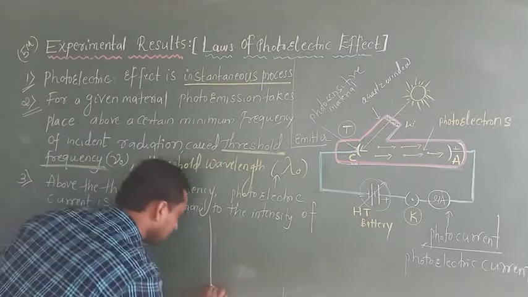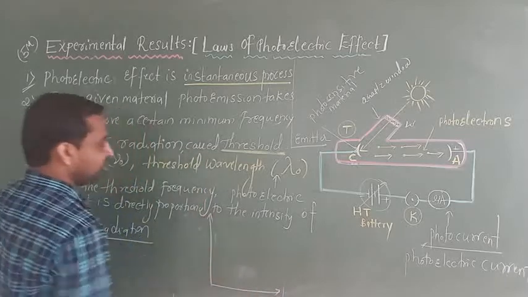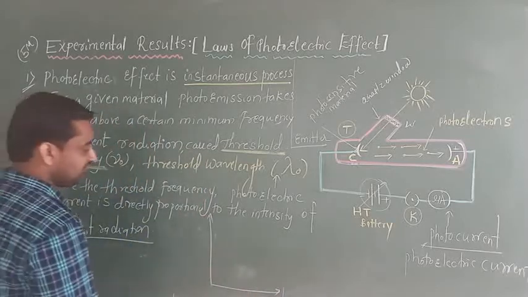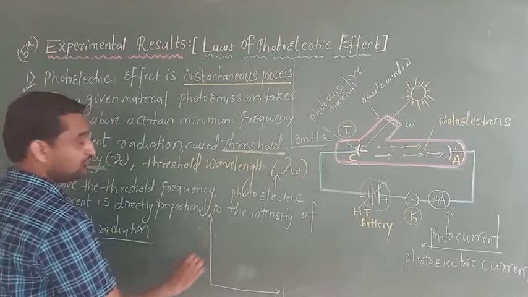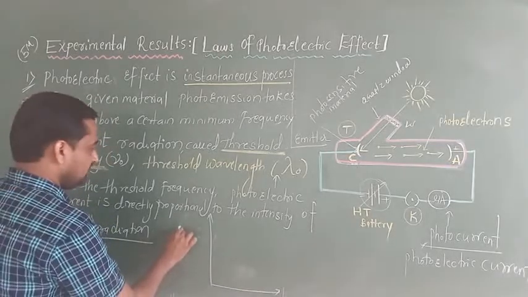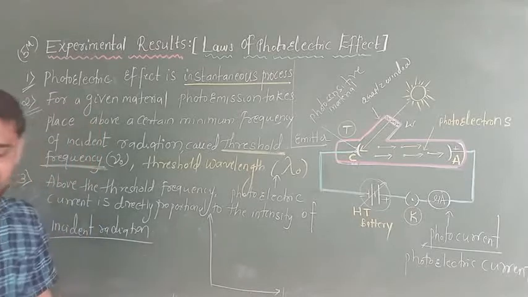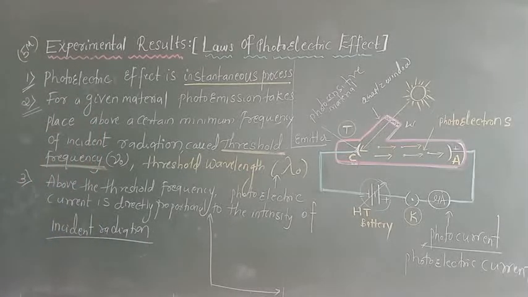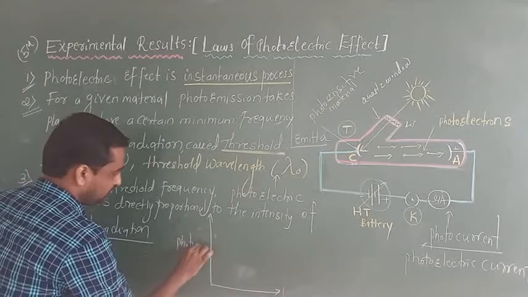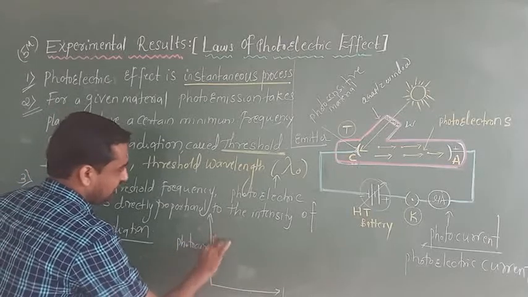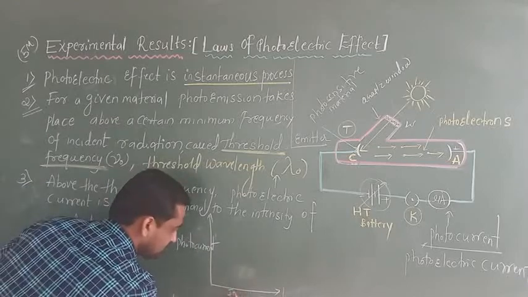So here we can plot the graph of intensity of incident radiation versus photoelectric current. Here we are going to take photocurrent on the y-axis and intensity on the x-axis.